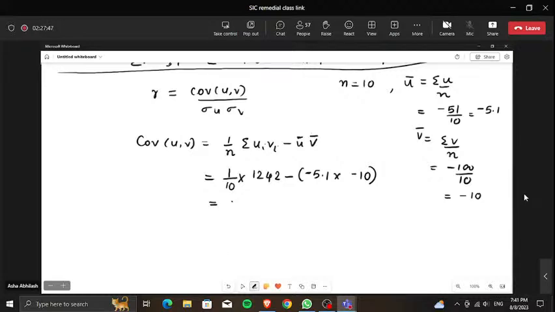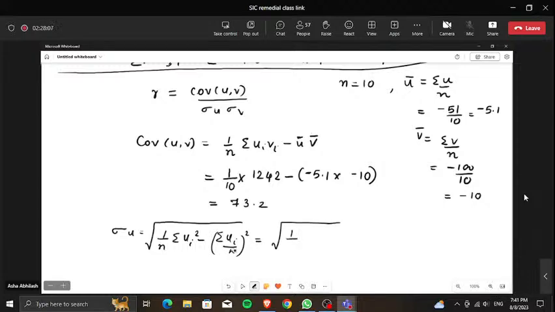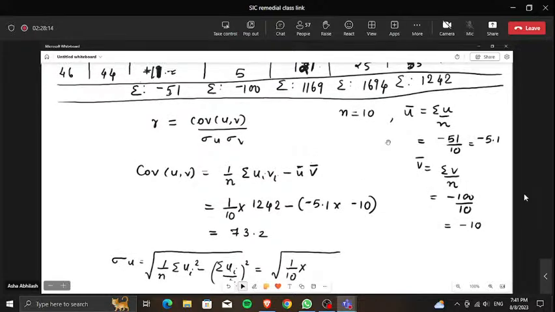73.2. Okay, 73.2. Now next I have to find sigma U. What is the formula? Root of 1 by n summation ui square minus summation ui by n whole square, or u bar square. Anything you can write over here. So 1 by n means 1 by 10, summation ui square. What was the value? Summation ui square we have got 1169, right?